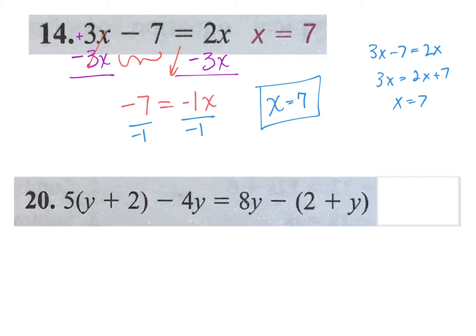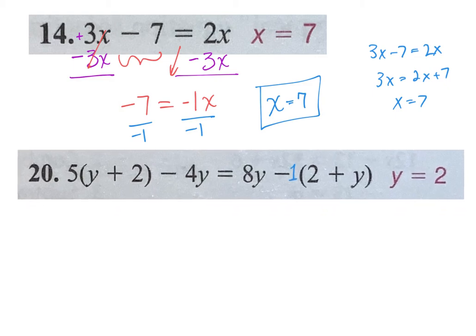We have 5 times the quantity y plus 2 minus 4y equals 8y minus quantity 2 plus y. Remember, this is a negative 1 here when you do this, and you should have gotten 2 as your answer. Look at that one.